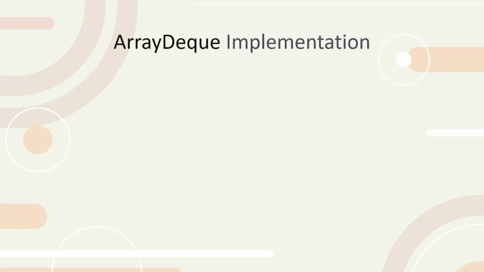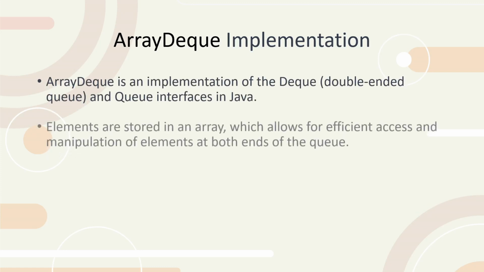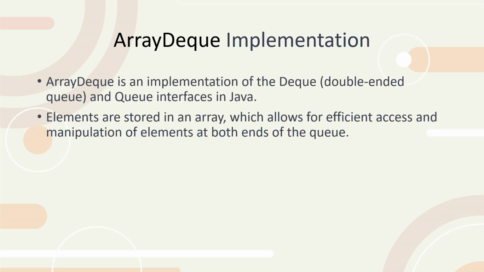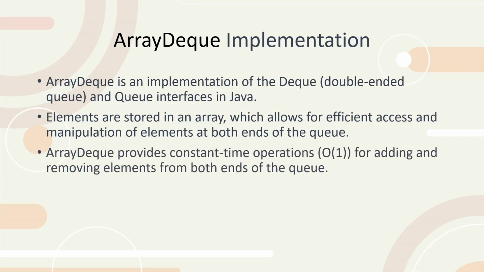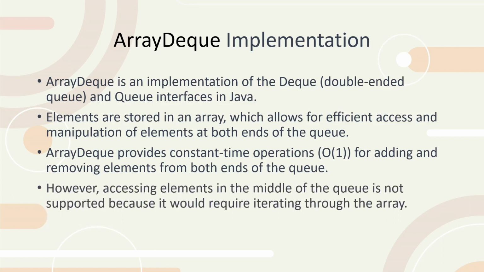Now let's look into the ArrayDeque implementation. ArrayDeque is an implementation of a deque, that is a double-ended queue, and the Queue interface in Java. Elements are stored in an array, which allows for efficient access and manipulation of elements at both ends of the queue. Both ends are available for manipulation, which is why it is called a deque, a double-ended queue. ArrayDeque provides constant time operations, that is O(1), for adding and removing elements from both ends of a queue. However, accessing elements in the middle of the queue is not supported because it would require iterating through the array, which is time consuming and not a performance-wise choice while accessing elements in the middle of an ArrayDeque.